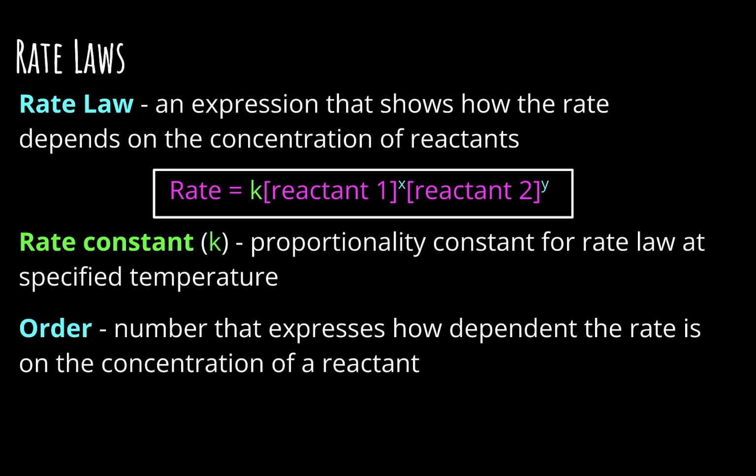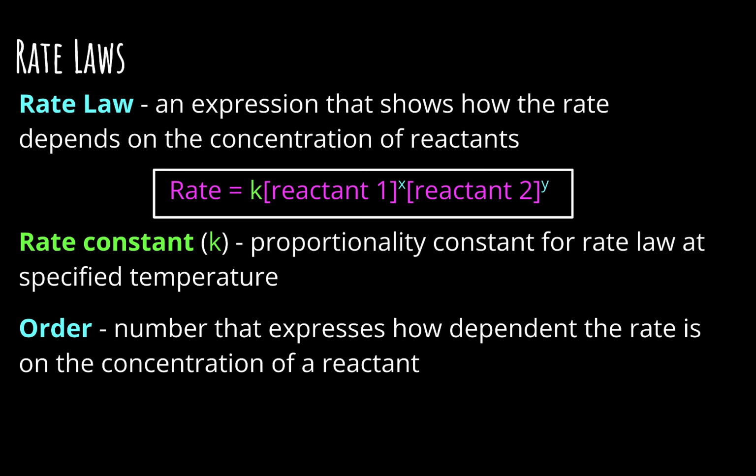So a rate law is an expression that shows us how the rate of a reaction depends on the concentration of the reactants. So if you want to speed up or slow down a reaction, you can look at how changing the concentrations of the reactants affects the rate. So the rate constant is something that's part of what's called the rate law. So the rate law is what's in the box there.